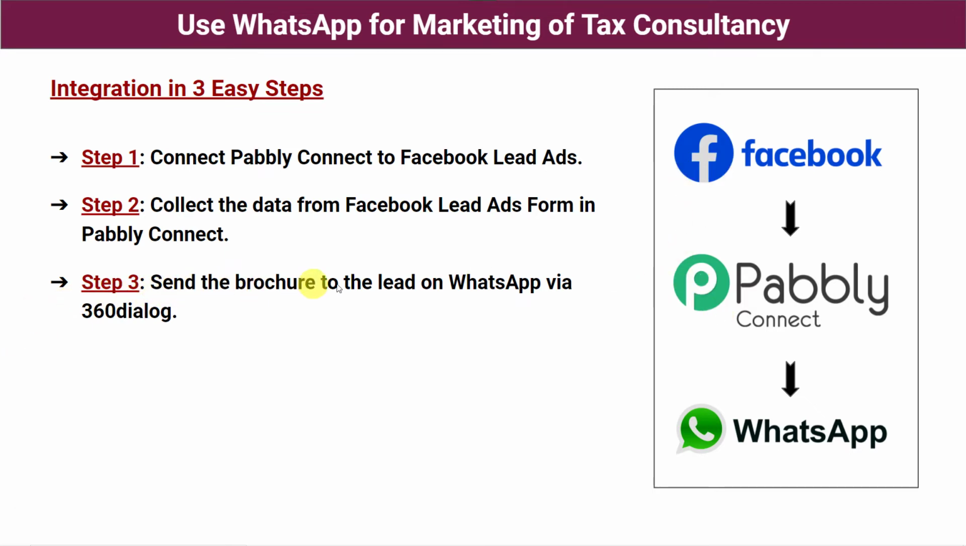Step 3. Send the brochure to the lead on WhatsApp via 360 dialog. So whatever the data Pabbly Connect has captured from Facebook lead ad forms, the same data will be used and your tax consultancy brochure will be sent on the WhatsApp number of the customers. And here we are going to use 360 dialog software application for sending the messages on WhatsApp. So in this way, we are going to create an integration between Facebook and WhatsApp using Pabbly Connect. So let us learn the integration process now.